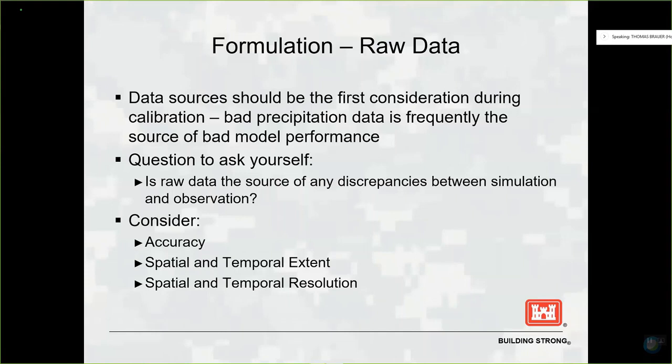Other things to consider with the raw data: spatial and temporal extent, spatial and temporal resolution. So what is the time step of your boundary conditions? And does it cover the extent that you're trying to model? And so, if you have a forecasting model, calibrating it with daily PRISM data probably isn't the best idea. So you may want to make sure that the model is being calibrated to data that's going to be similar to what you're using in the forecasting context.